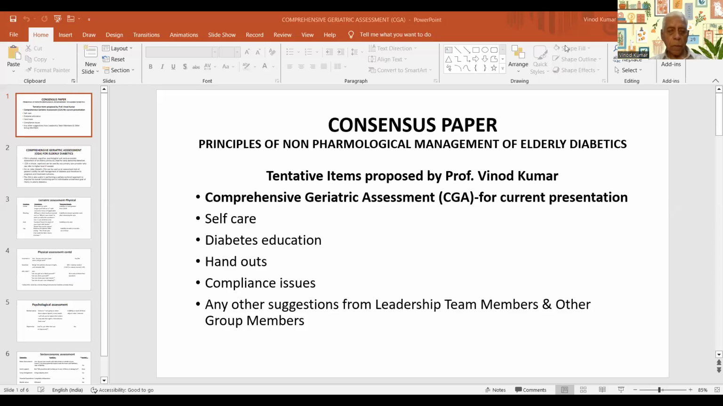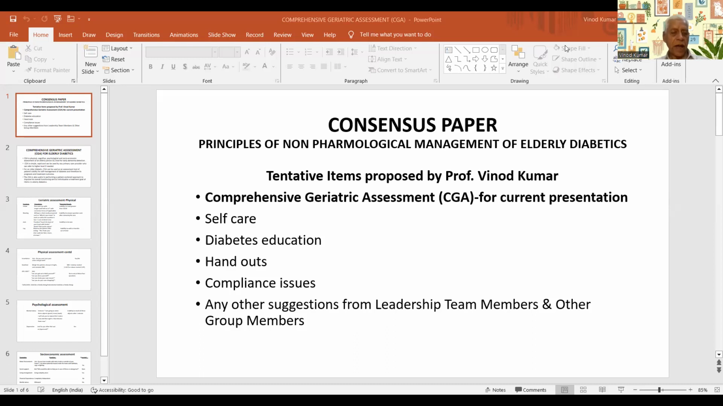Well, this is about preparing a consensus paper for diabetes in the elderly group titled Principles of Non-Pharmacological Management of Elderly Diabetics. I propose the following tentative items to begin with as the contents of this consensus paper, but I would only be dealing with the first part today, that is comprehensive geriatric assessment, for this presentation.